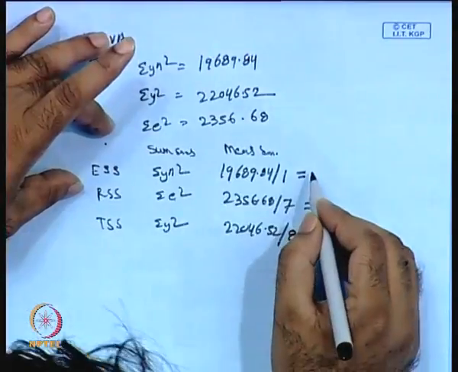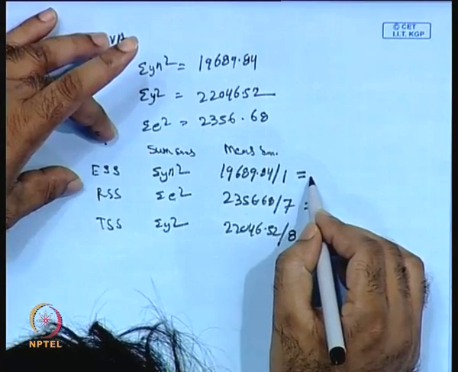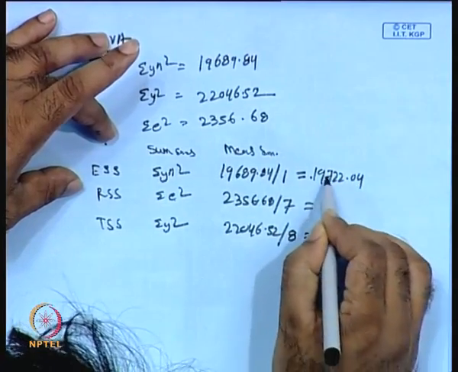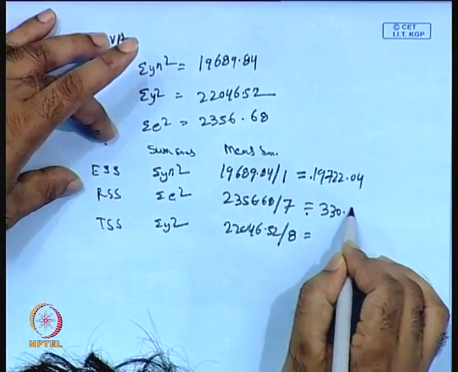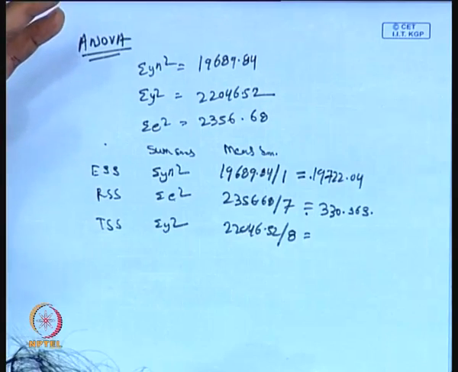So, the picture will be like this. Once again, I will highlight the details. This will be the explained sum of squares, 19722.04, and this will be the residual sum of squares, 330.565. So, now we know the R square statistics.